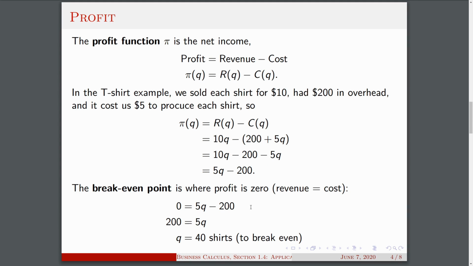Now that we have revenue and costs, we can talk about the profit function. It's very common to denote the profit function by a pi symbol, like this. Profit is like the net income, which you get by counting revenue as positive and costs as negative. So it's revenue minus cost. Now that we know what the revenue and cost functions are, we can just put them in here. And that's how we'll define our profit function, our net result: positive part minus the negative part.